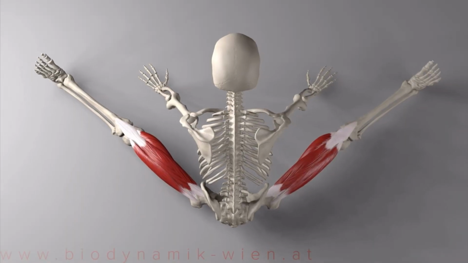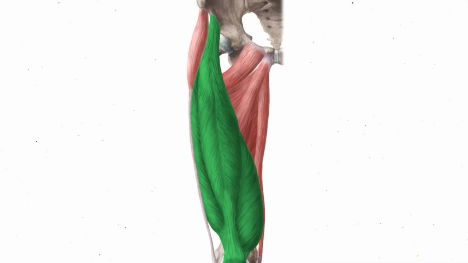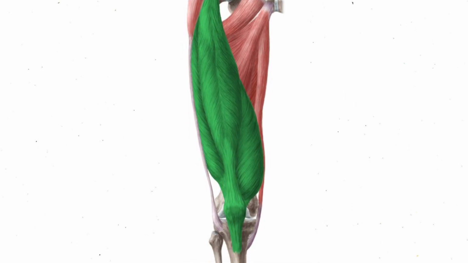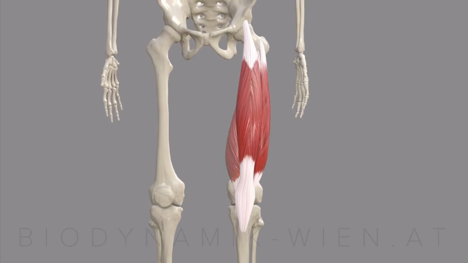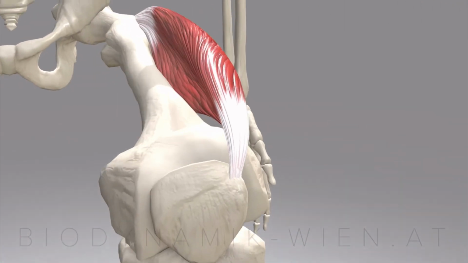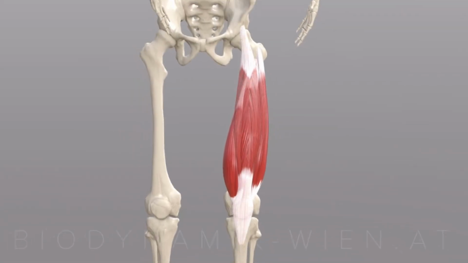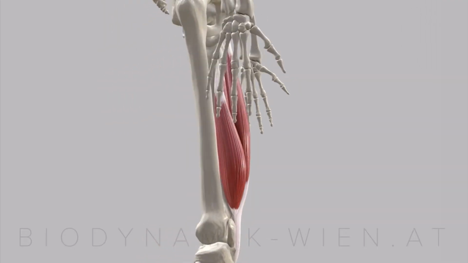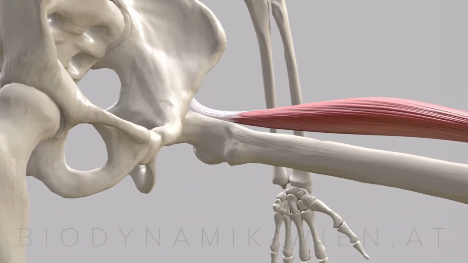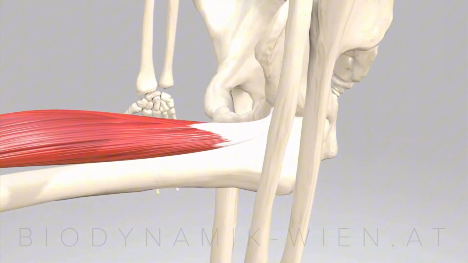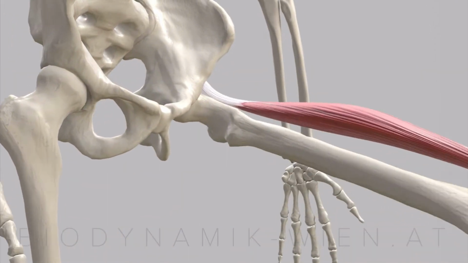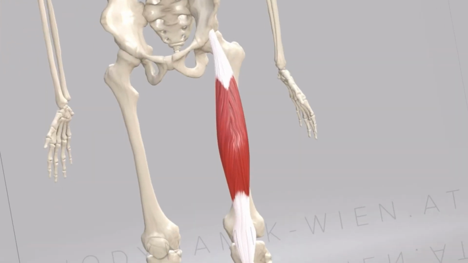Okay, let's talk about the quadriceps. There are 4 quadriceps muscles and they all insert into the common patellar tendon. 3 of them originate at the femur. Those are vastus lateralis, vastus intermedius and vastus medialis. On top of the vastus intermedius is the rectus femoris, and it's the only one that crosses the hip joint.